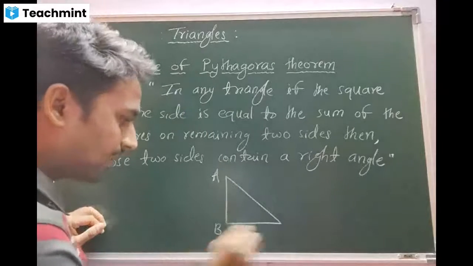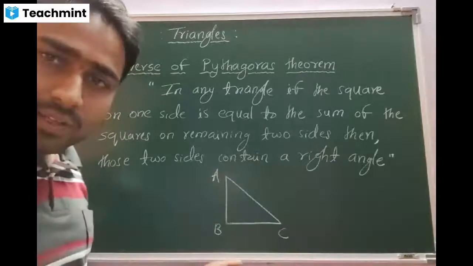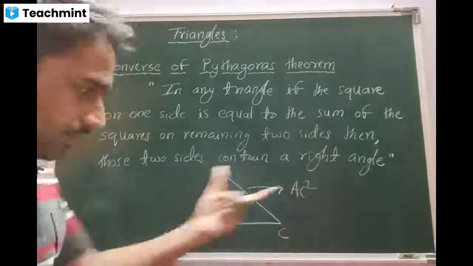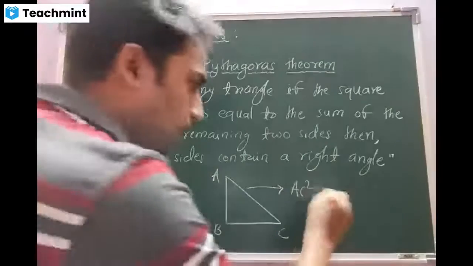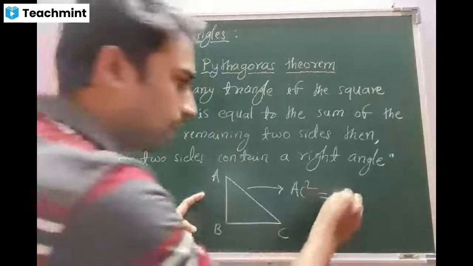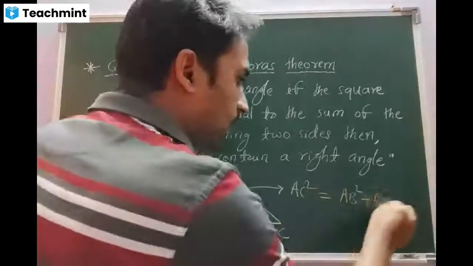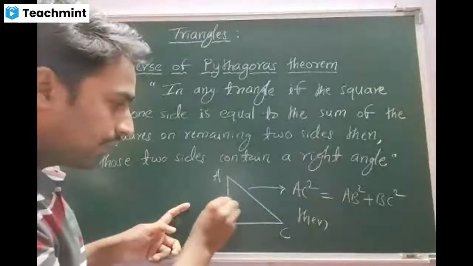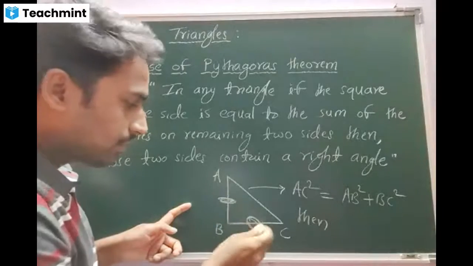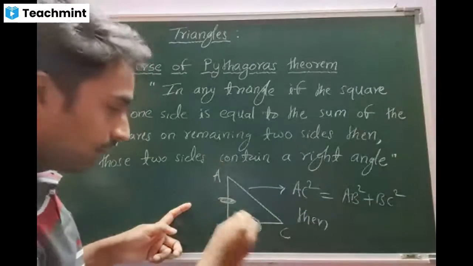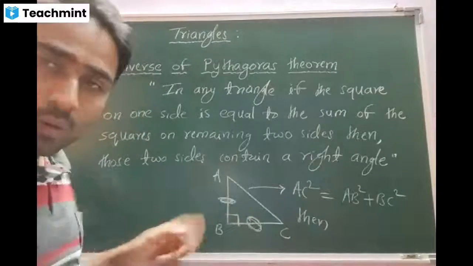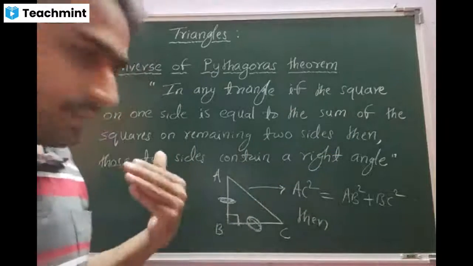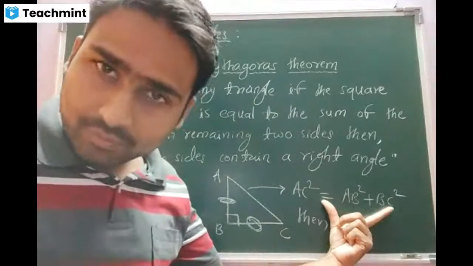Let's start with ABC. In this ABC, if I get the square on one side, say for example, the square on AC, equal to the sum of the other two sides, that is AB square plus BC square, then I can say that the other two sides, that is AB and BC, will contain the right angle. Got the concept, beta? Yes, sir.